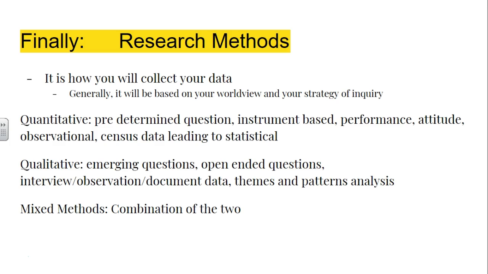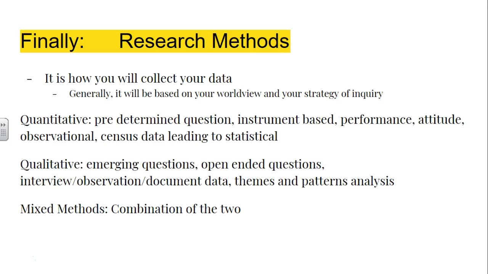Again, remember, quantitative is a predetermined question. It is instrument based. There is performance, attitude, observational research data, census data leading to statistical data, okay? With quantitative, you have statistics that you can analyze, look at this data, and understand exactly what's going on and prove it. Compared to qualitative data, which is emerging questions, you're going to ask open-ended questions, you're going to interview, observe people, and then document that data. You're going to look for themes and patterns, okay?